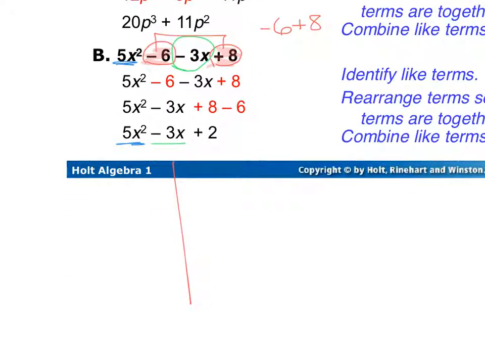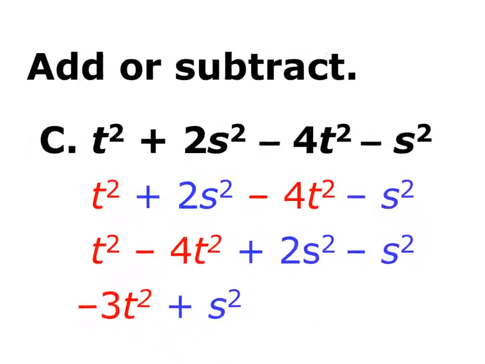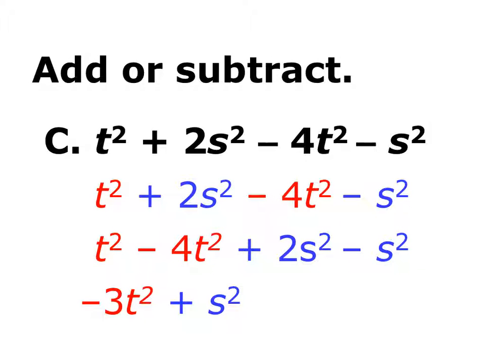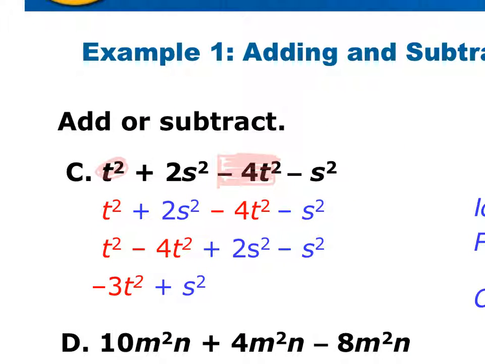Let's look at another example. So in this case, let's go through and let's find all of our like terms. We have a t squared here, and I have a t squared here. Notice when I go to highlight this, I'm pulling the sign also. So when I go to do this, I'm going to be adding t squared minus 4t squared.